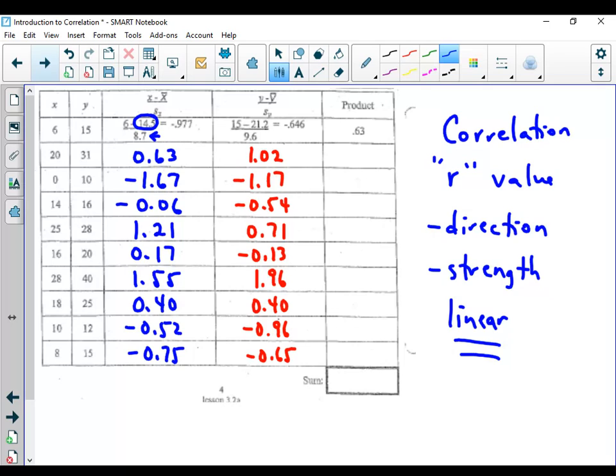Okay, so for finding correlation, we just look at the x's, find the z-scores, and we look at the y values, find the z-scores. Now notice, you guys didn't have to do the y values, but it would have a different mean and different standard deviation.